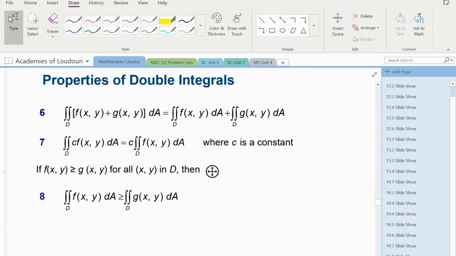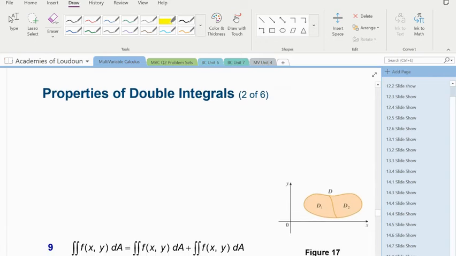If our function f of x,y is greater than or equal to g of x,y for all x,y in the region, then the integral over the region D of f of x,y is going to be greater than or equal to the integral of g of x,y.